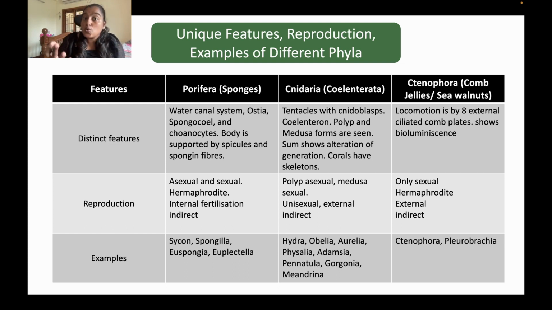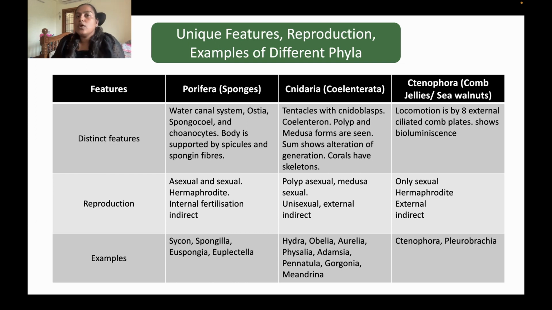Spongocoel is there, and choanocytes. These choanocytes are the collar cells. So they ask you, where can you find the choanocytes, in which phylum? Porifera. And the body is supported by spicules and spongin fibers. Very important. Note it down, children. Such a beautiful table which you cannot find elsewhere.